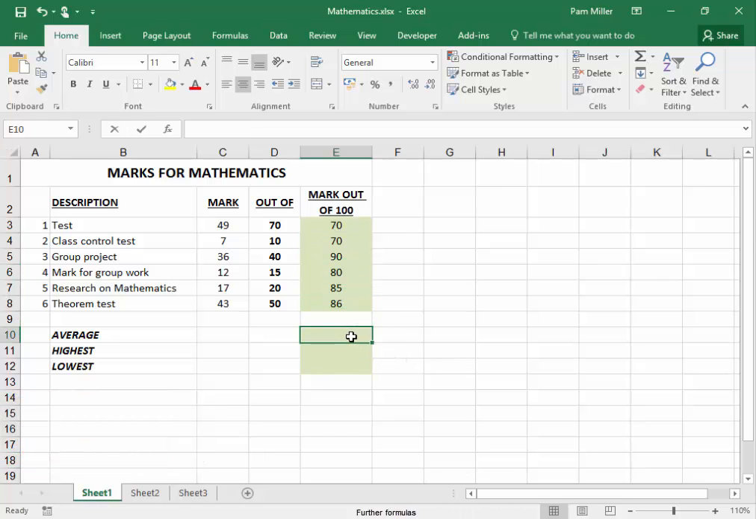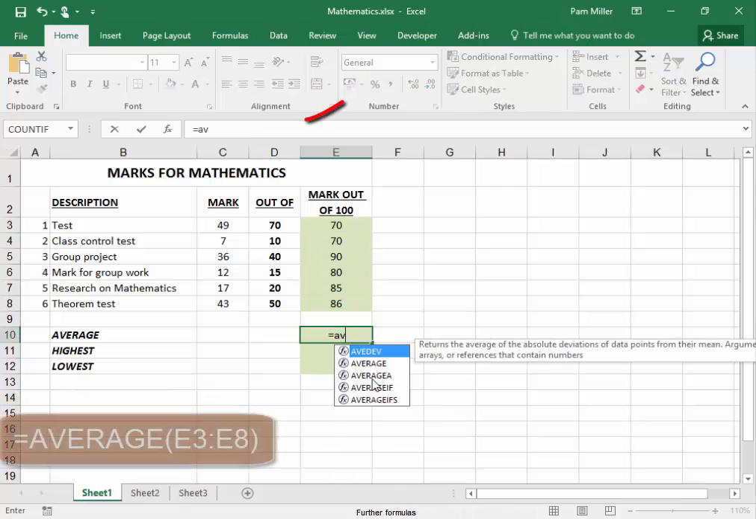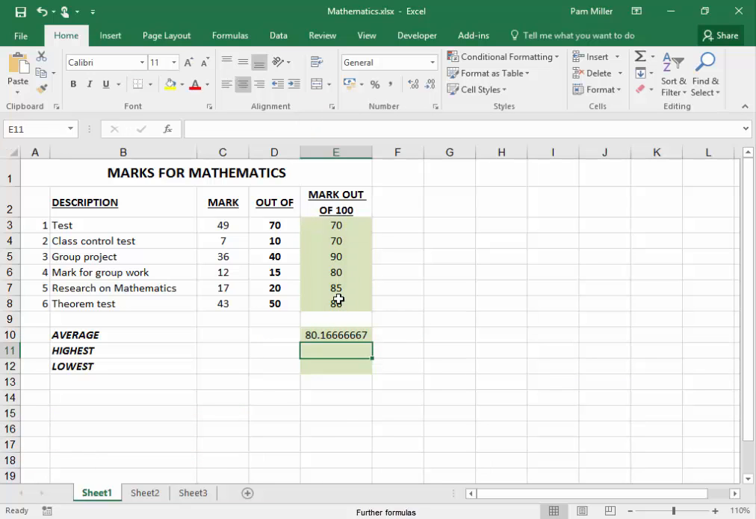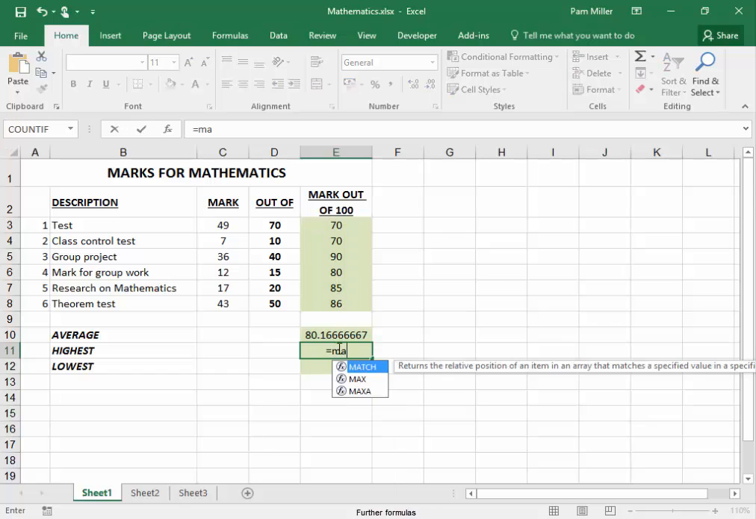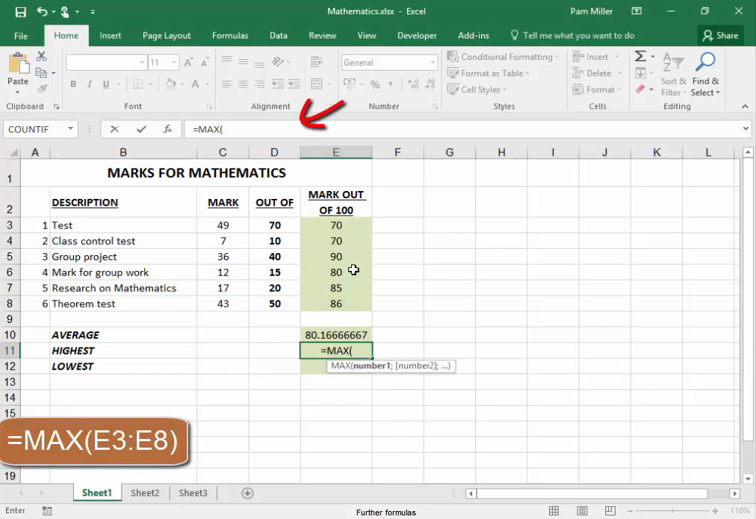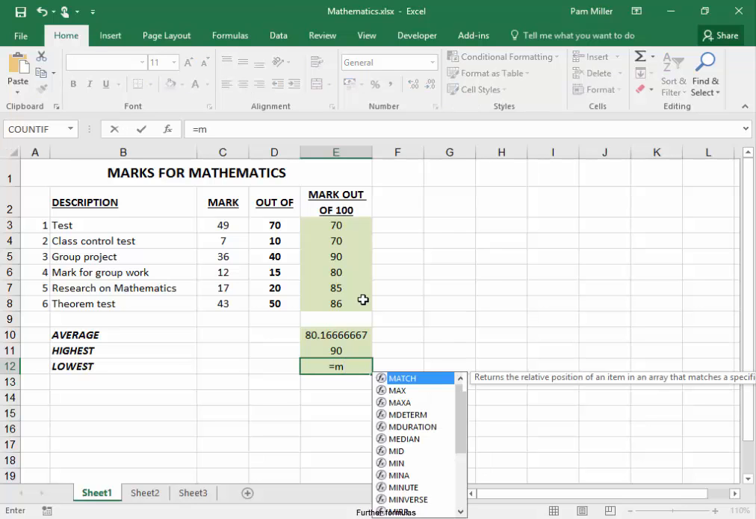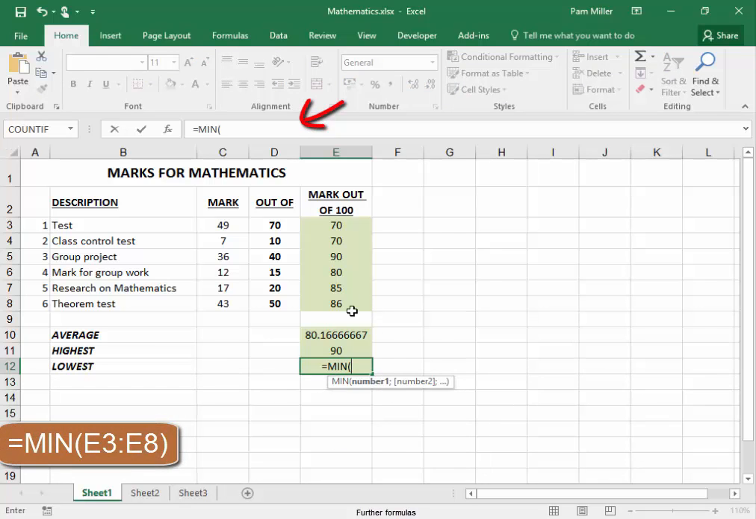Here, I'm going to calculate the average. Double click, select the range. We're going to calculate the highest mark, the max. Select the range. The lowest mark will be min. Select the range.